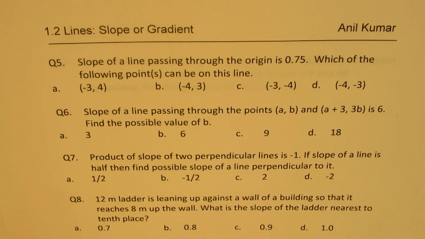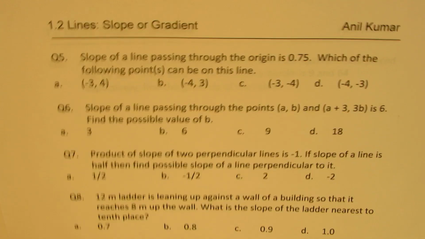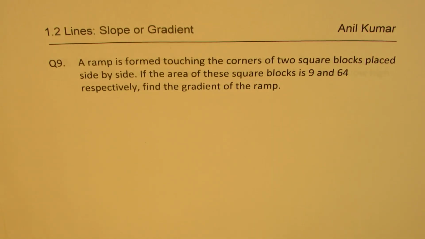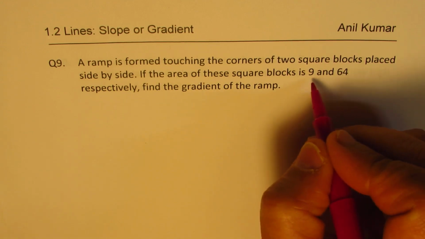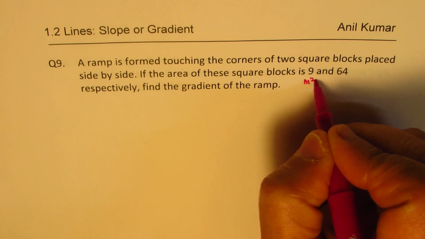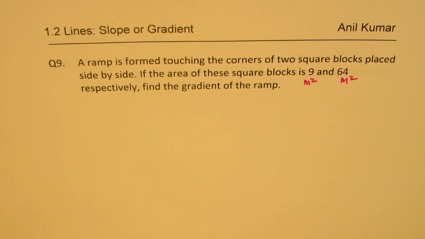Question number 8. A 12-meter ladder is leaning up against a wall of a building so that it reaches 8 meters up the wall. What is the slope of the ladder, nearest to the 10th place? Now here are application questions. Question number 9: a ramp is formed touching the corners of 2 square blocks placed side by side. If the areas of these square blocks are 9 and 64 respectively, find the gradient of the ramp. So units could be meter square, okay. No problem. Any unit, but unit square.